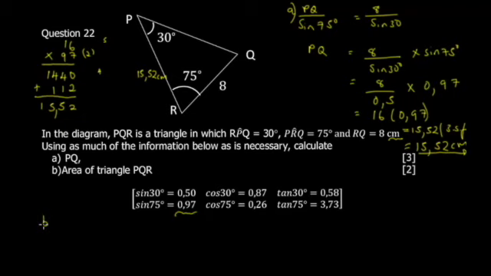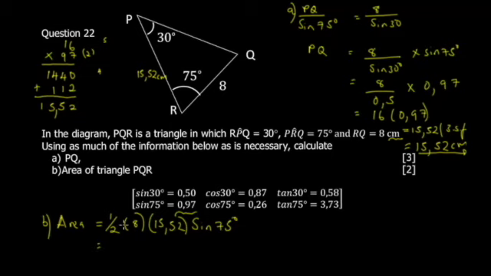And the second part, you're asked to find the area of the triangle. So area of the triangle is equal to half any two sides sandwiching an angle. So it's similar to what you use if it were cosine rule. So half any two sides, so that's 8 and 15.52, then sine of the angle sandwiched.